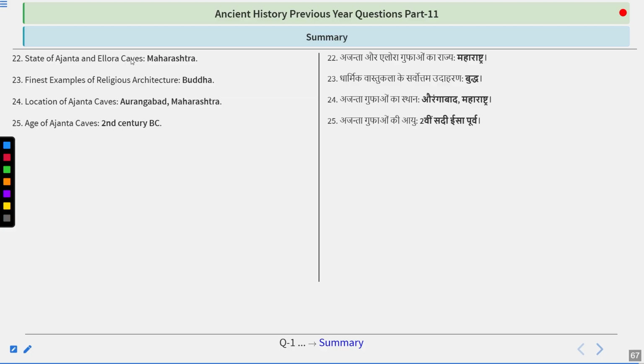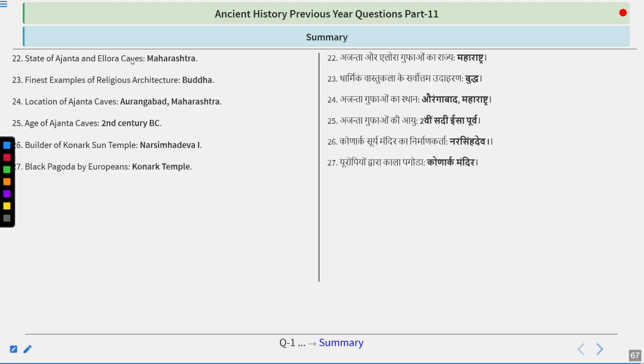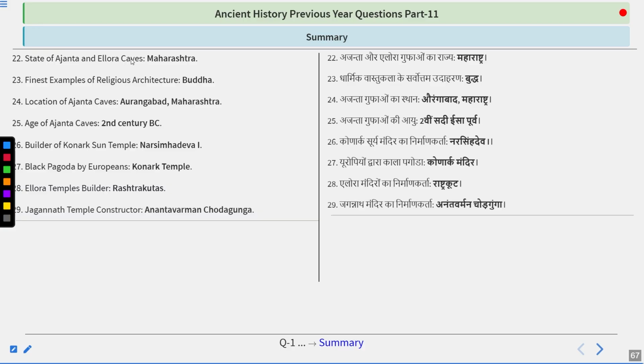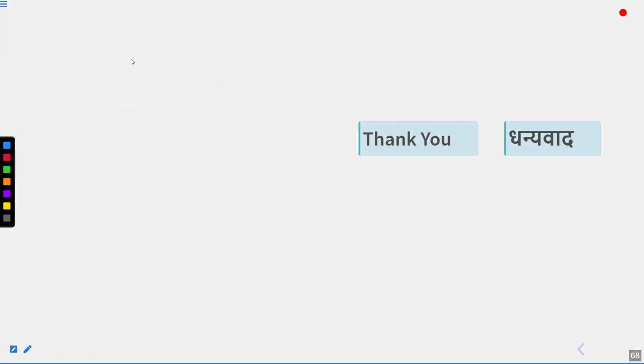Age of Ajanta caves, 2nd century BC. Builder of Konark Sun Temple, Narsimdev I. Black Pagoda by Europeans, Konark Temple. Ellora Temple builder, Rashtrakuta. Jagannath Temple constructor, Anant Varman Choda Gunga.